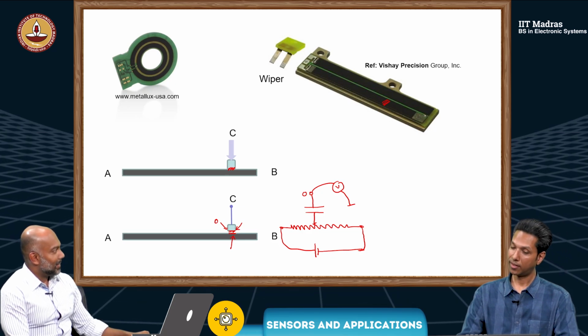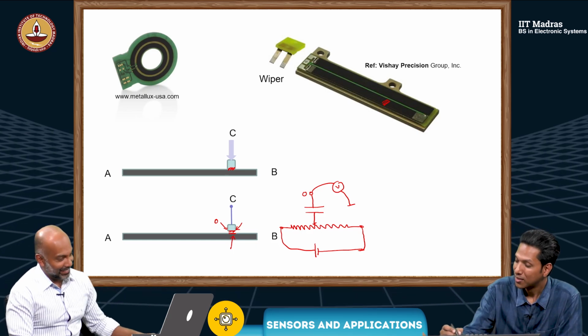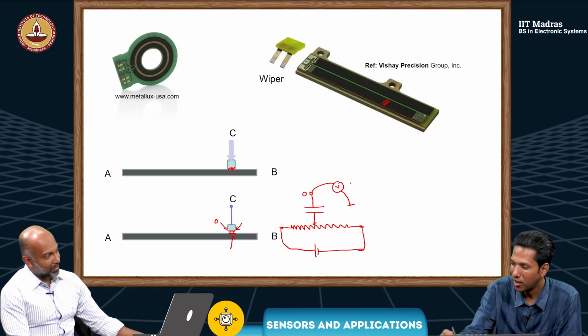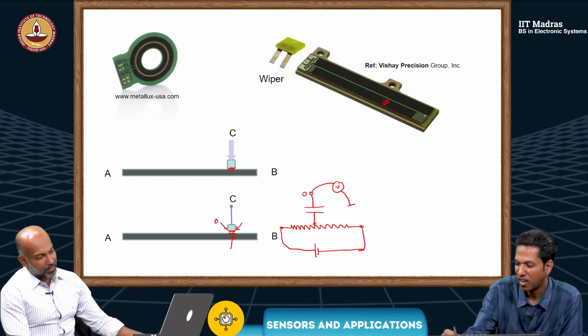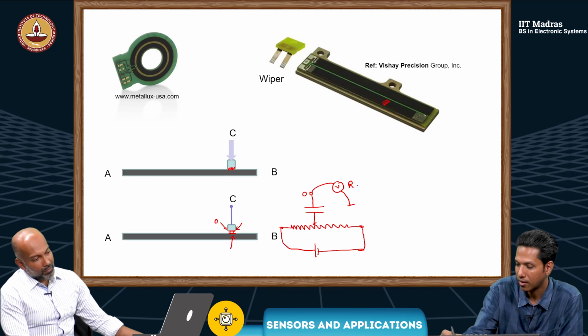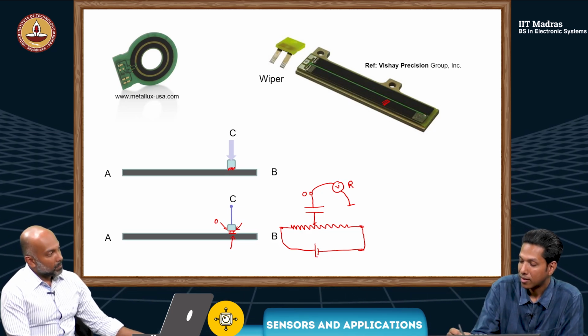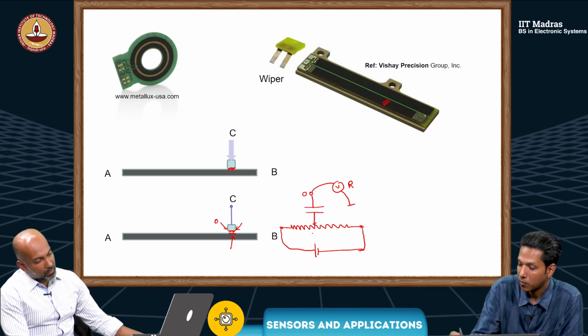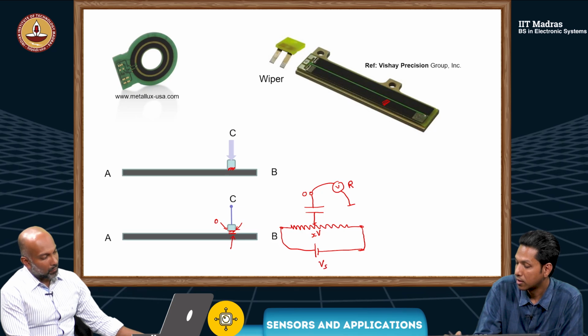I don't know whether our students have used this kind of voltmeter. Any voltmeter we take will have some input resistance. So I can replace this with a large resistance, let's say R is the meter resistance. And let's say I have some X volt here. I gave this Vs.